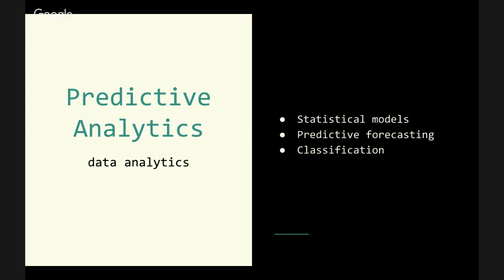Predictive analytics, that's pretty self-explanatory. It comes up with statistical models and predictive forecasting, classification. All that basically means you use the data to help yourself predict the future. You collect all the data from the past and you analyze it in a way that will help you better understand what is more likely to happen in the future.